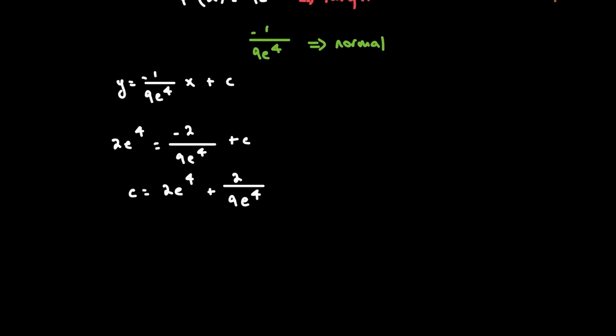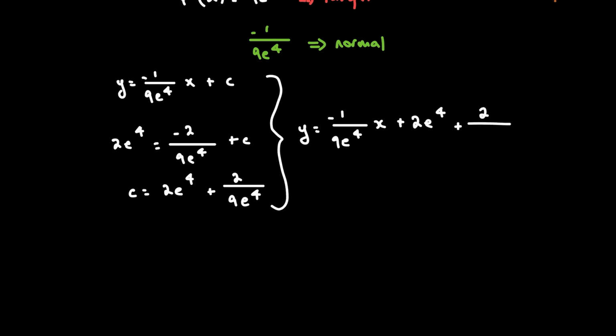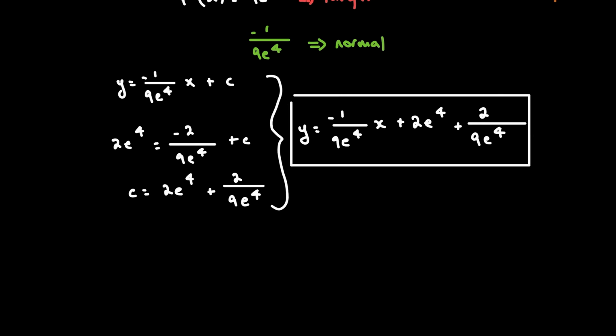If this is the value of c, let us work out the equation of our normal. You can say y equals negative 1 over 9e to the 4 x, plus 2e to the 4 plus 2 over 9e to the 4. That is the equation of the normal to this function. This is the normal.